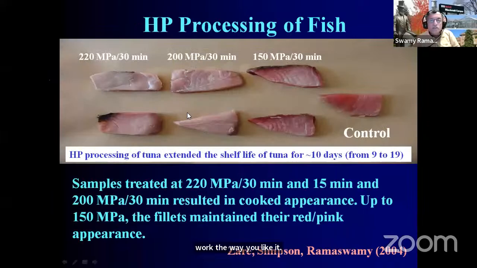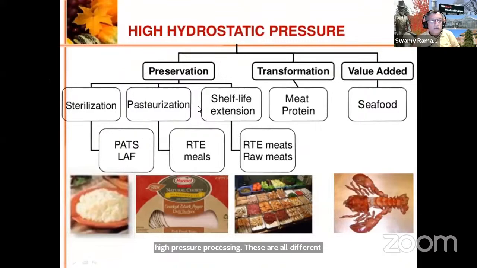Fish, this is a control, that's tuna. Even under low pressure conditions like 220 megapascals, some red tint is still there, and the shelf life went from 9 days to 19 days, doubling of the refrigerated storage life. So again, you can use that to get extra benefit through high pressure processing. These are all different applications you can do for preservation, sterilization, pasteurization, shelf life extension, transformation of meat proteins, value added products like seafoods, especially for making surimi and others, shelling, shucking. There are many of these applications that you can do with high pressure processing.